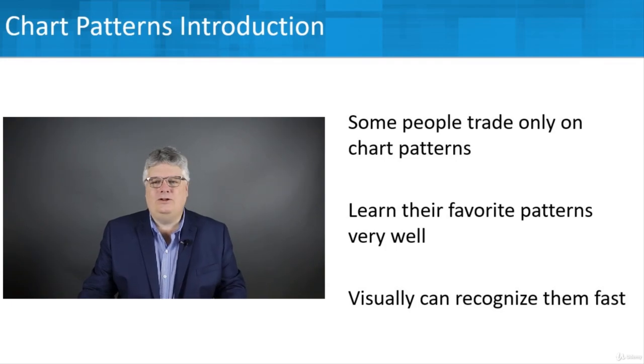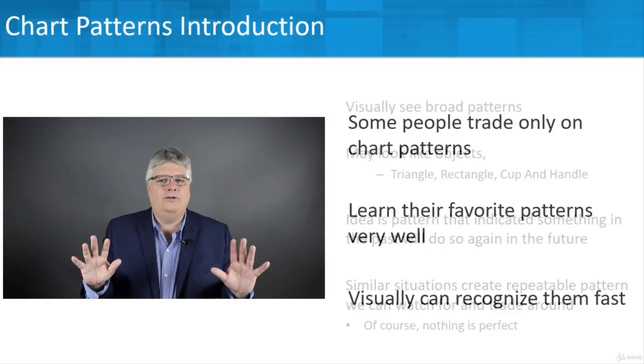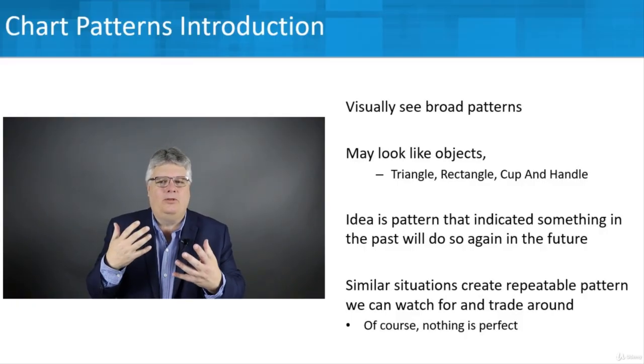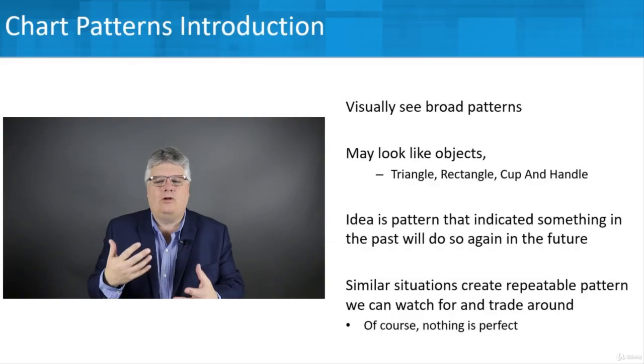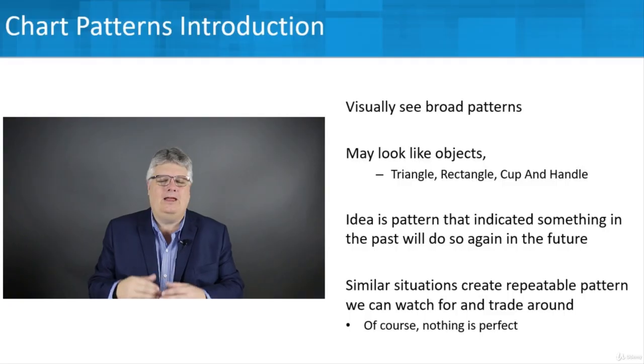And my goal in this series of lessons is to help you be able to see those patterns easily. You're going to visually see these broad patterns, and they may look like objects, and a lot of their names come from that. You'll see in the upcoming lessons. They might look like a triangle or a rectangle or other shapes, or things like a cup with a handle on it. And when these things form, that means something might be happening.